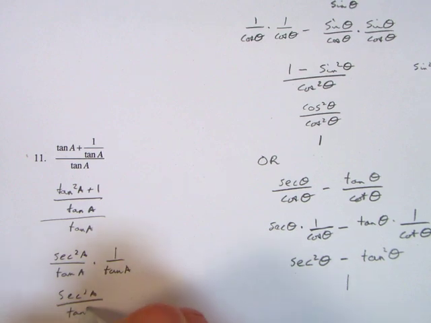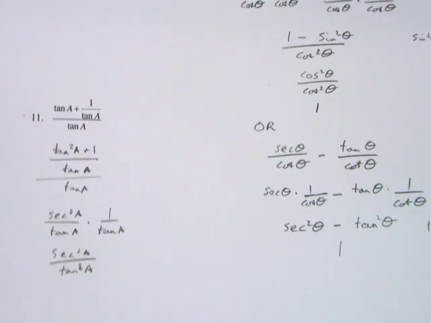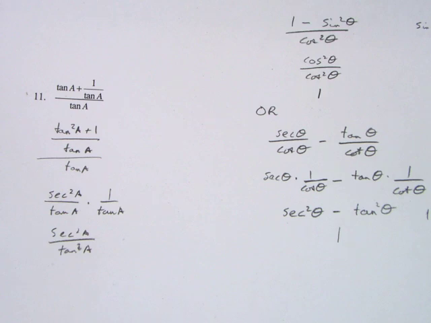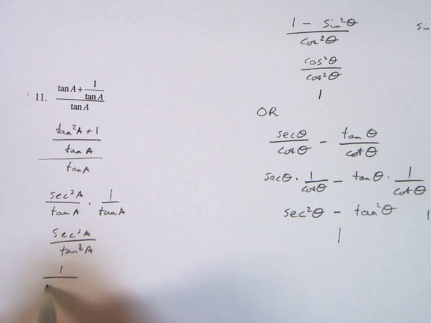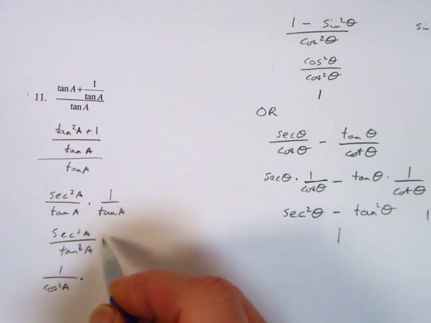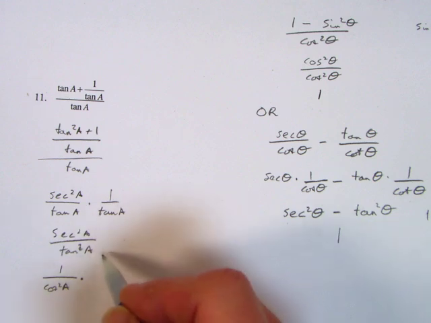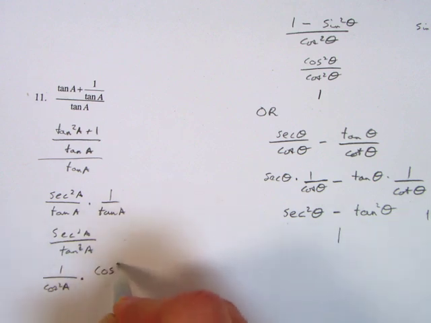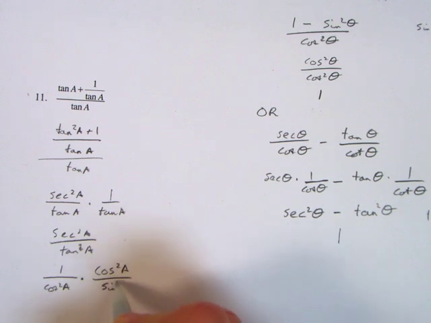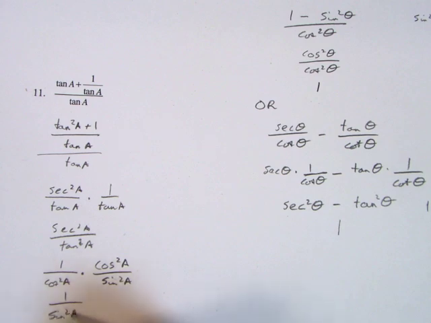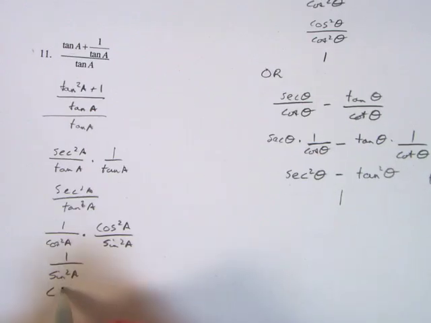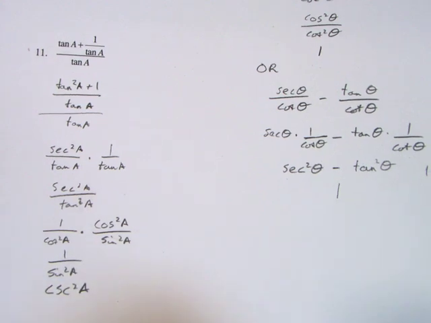Now, that doesn't look like it's completely simplified yet. What is secant squared? Secant squared is 1 over cosine squared times, now we're multiplying by 1 over tan squared, which is the same as cotangent squared, or cosine squared over sine squared. The cosine squareds reduce out. I'm left with 1 over sine squared, which is cosecant squared of A. And that is it for our identities for this.